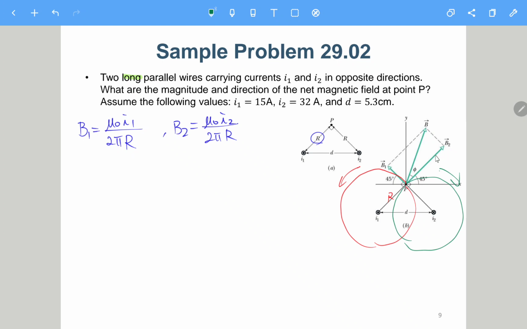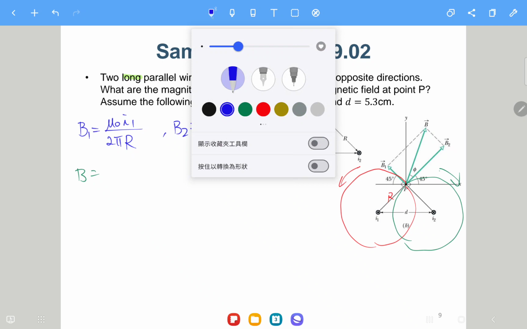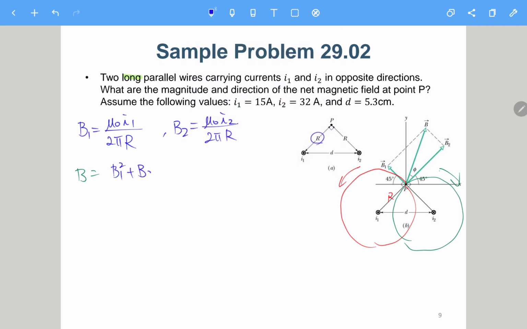So B1, B2. This is a right angle, which means that B1 and B2 are also perpendicular to each other. So the total B is the square root of B1 squared plus B2 squared. And also this R is just D over square root of 2, because this is a right angle triangle and these two sides are the same, which means that R should be D over square root of 2. Nothing special. So it is 5.3 over square root of 2, which is 3.75 centimeters.